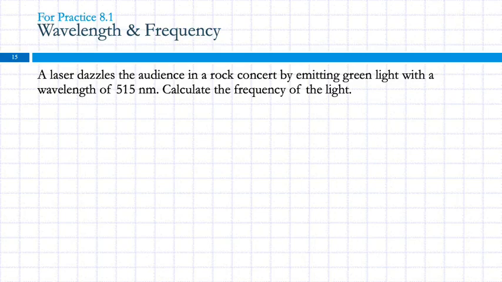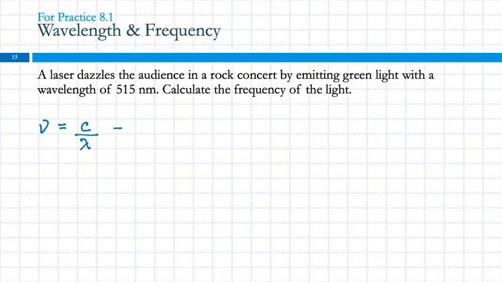Okay, wavelength of frequency. A laser dazzles the audience in a rock concert by emitting green light with a wavelength of 515 nanometers. Calculate the frequency. Okay, we were just talking about color, and that was kind of fun, and now you're throwing this at us. Well, we have that relationship. Frequency is equal to the speed of light divided by the wavelength.